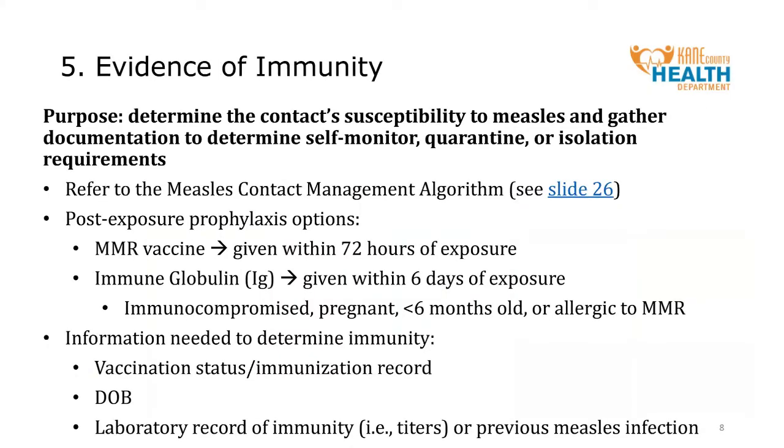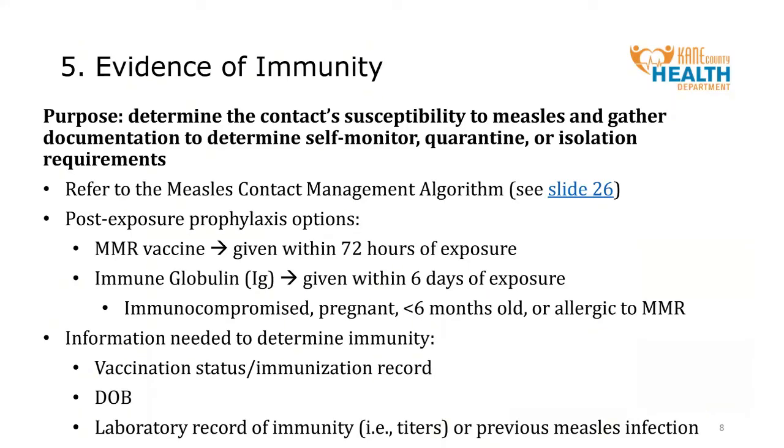Step 5 of the contact tracing interview involves collecting information regarding the contact's vaccination status, their date of birth, and relevant laboratory records to determine if they are immune or not immune to measles. Determining immunity will assist you in figuring out what steps the contact will need to take in the coming weeks to keep themselves and the community safe.